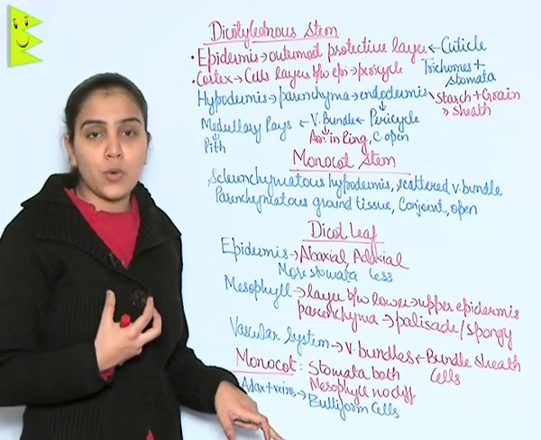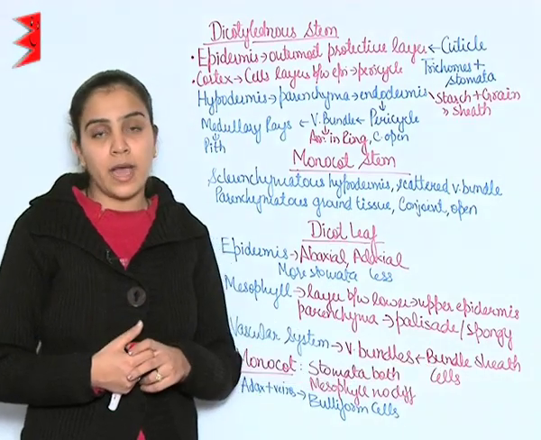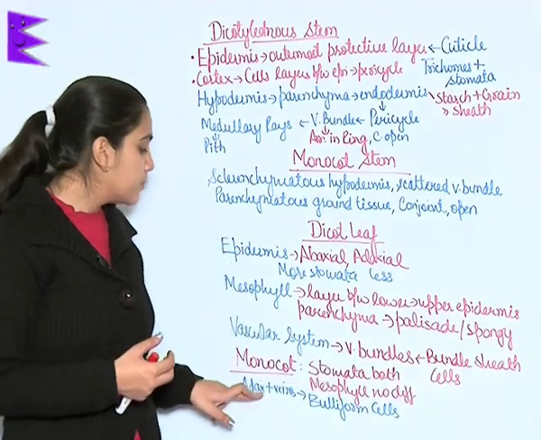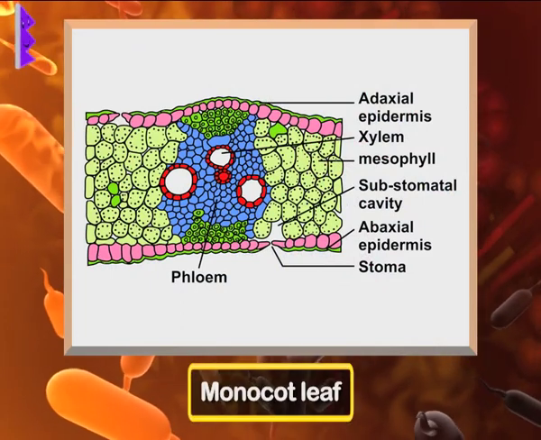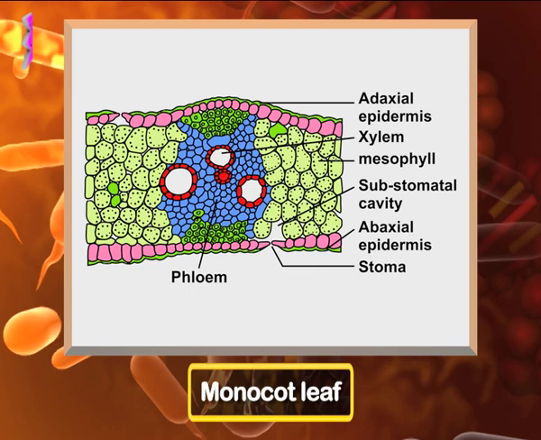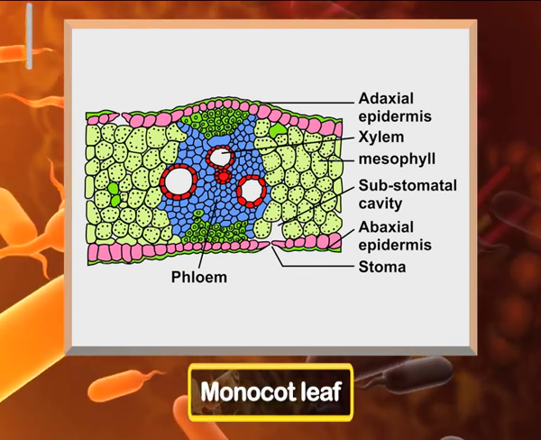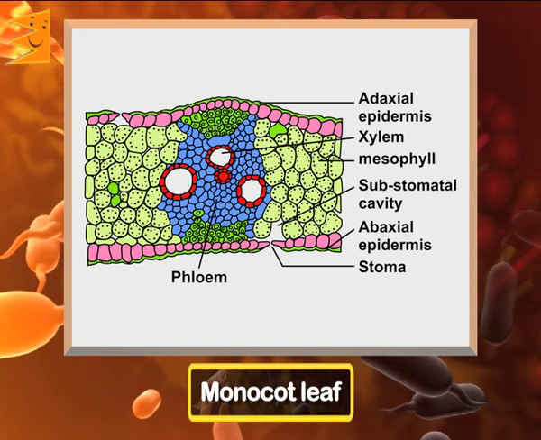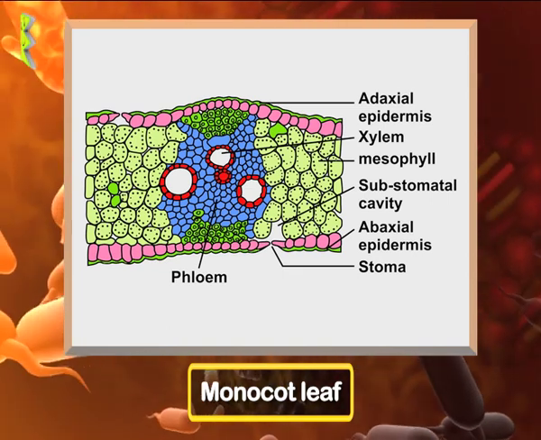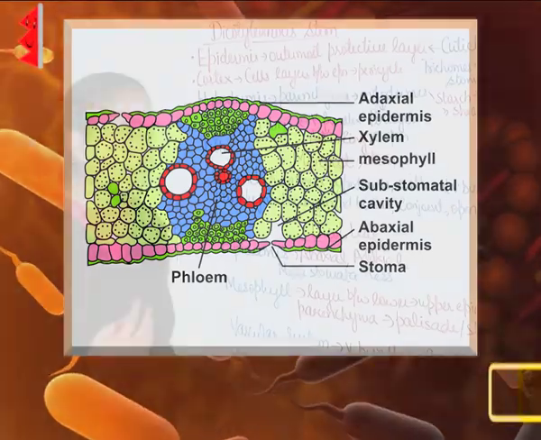Vascular system is composed of vascular bundles. These bundles are covered over by bundle sheath cells. Monocot leaf. In the monocot leaf, the structure is similar. The only difference is that stomata are present on both epidermal sides. Mesophyll cells are not differentiated into palisade or spongy.